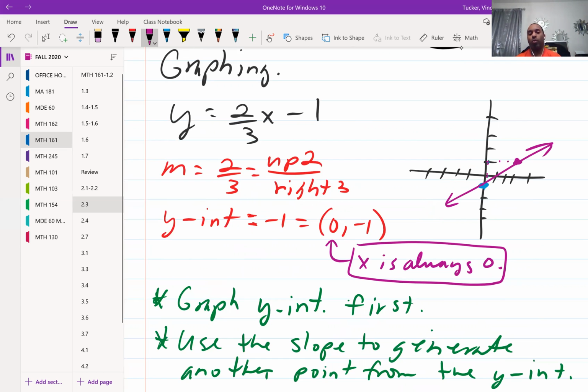Once again, you don't go to the origin with the slope. You go to the y-intercept with that slope. And then go up 2 and right 3. And that will give you another point that's on the line.